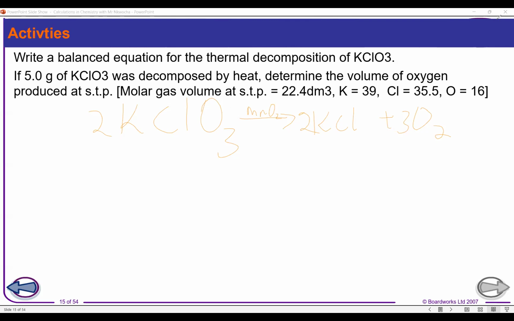I would love you to deal with this, but I'll just explain it to you. It says they are giving you 5.0 gram of KClO3. So this is very simple. Remember what I told you at the beginning of this class? Compare.